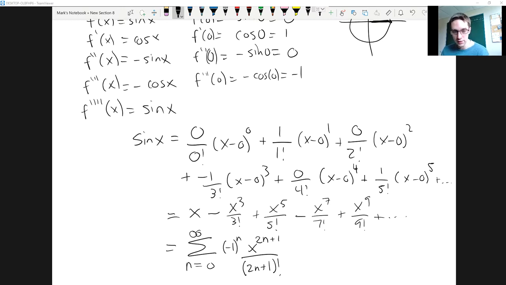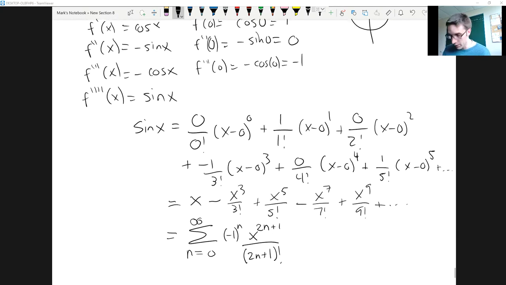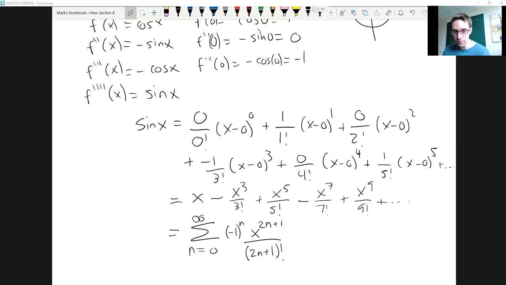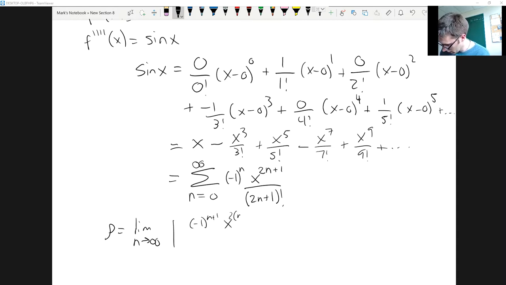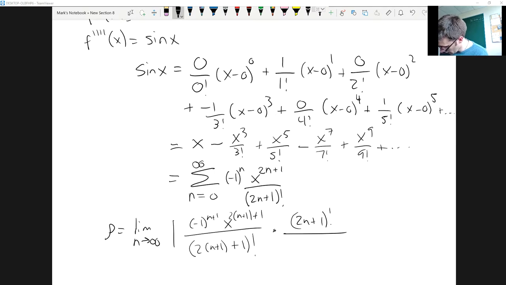Okay, so there's our power series for the sine of x. And we actually looked at an example of that with Desmos in a previous video. And we can check to see where that converges using our interval of convergence tests, which was just the ratio test combined with some other things. And so if we compute the limit as n goes to infinity of the ratio of consecutive terms, it'll be 2 times n plus 1 plus 1 all over 2 times n plus 1 plus 1 factorial. So that's the n plus first term, and then we'll divide by the nth term, which would be 2n plus 1 factorial all over negative 1 to the n x to the 2n plus 1.